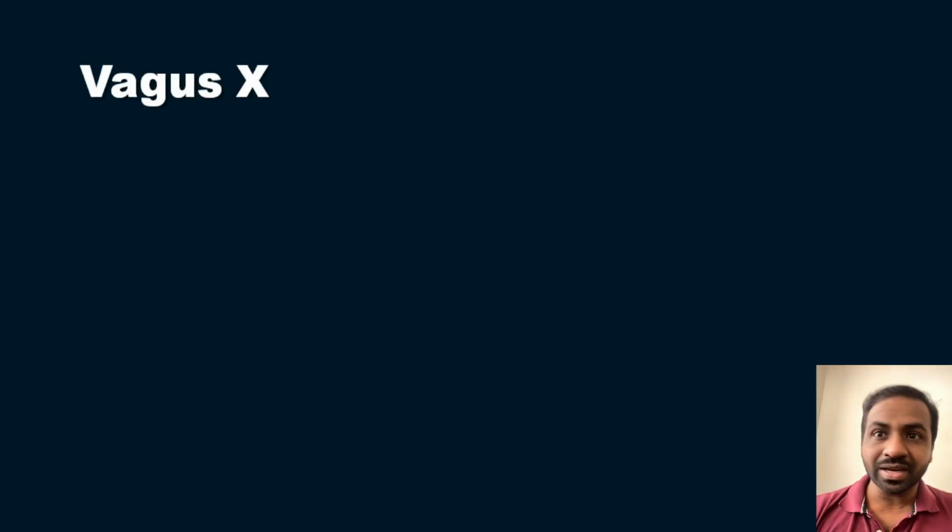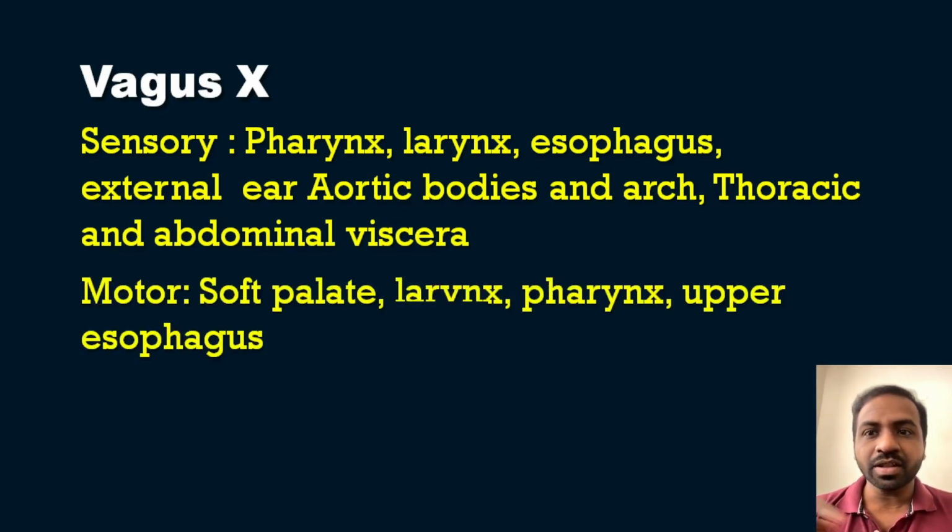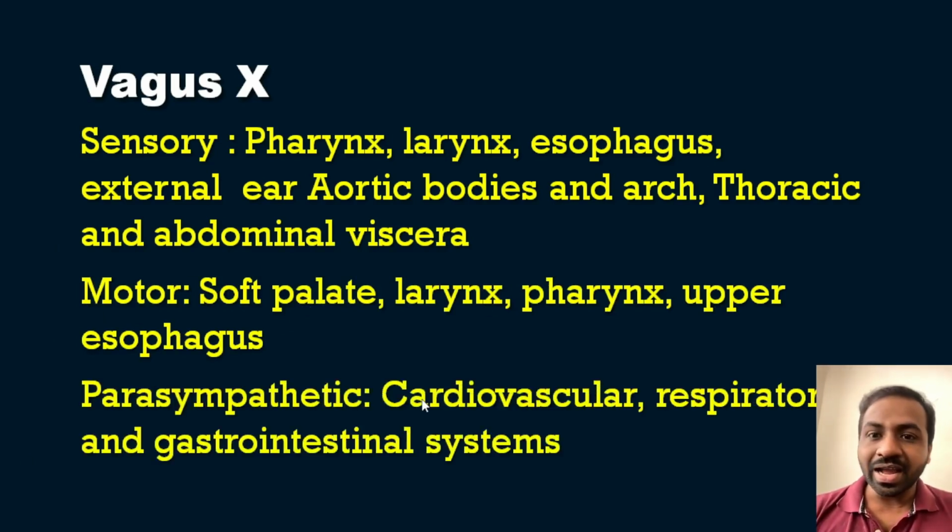And another option was the vagus nerve. You know that it is the 10th cranial nerve, and the sensory area supplies the pharynx, larynx, esophagus, external ear, aortic bodies and aortic arch, then thoracic and abdominal viscera, etc. Okay, so you know that this is the largest cranial nerve in the human body, and the motor area supplies the soft palate, larynx, pharynx, upper esophagus, and it has the parasympathetic activity which controls the cardiovascular, respiratory and gastrointestinal systems. A very important cranial nerve, that is vagus cranial nerve number 10. Okay, so I think from this question also you are getting answers for so many questions, and this is also very important from the exam point of view.